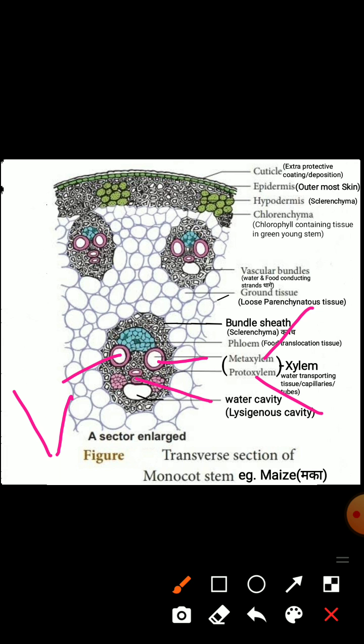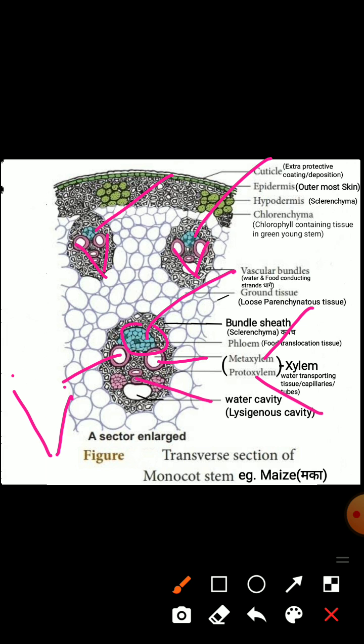And above the arms of the V, over here and here, there is the phloem. The blue color is the phloem. This is the V-shaped xylem. So this is how the xylem and phloem are organized.